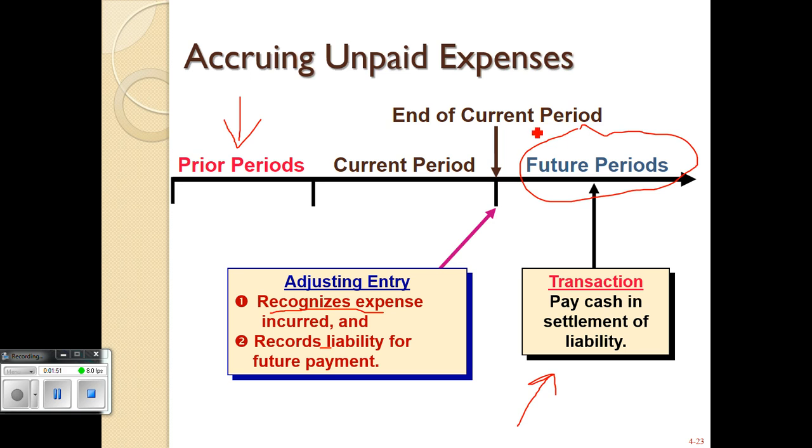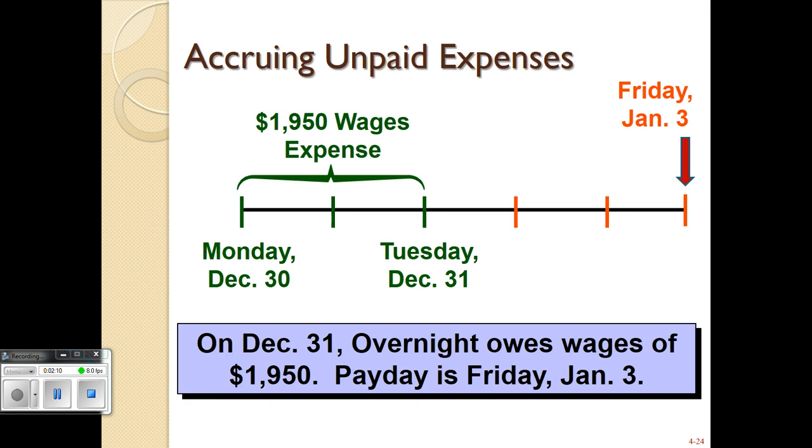Well, the same thing happens in business. At the end of the period, at the end of the month or the end of the year, whatever, we're going to have to make this adjusting entry to reflect the fact we owe some people for work they performed in March and we haven't paid them yet, or April or May, whatever that month is. So take a look at this particular example.